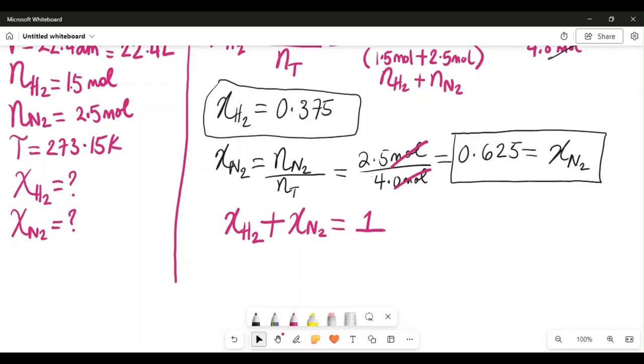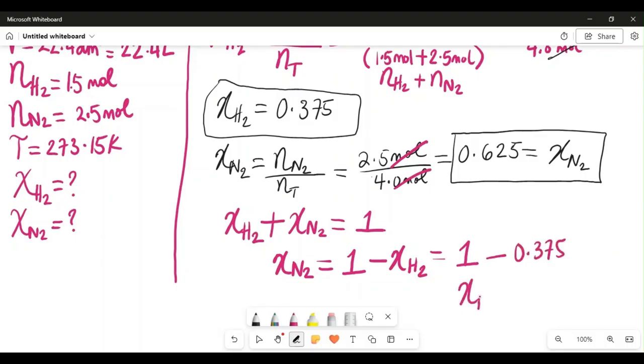Fractions all add up to 1, because they are parts of the total that we calculated before. So to determine the mole fraction of N2 gas, we simply take 1 minus the mole fraction of H2 gas that we solved earlier. That would simply be 1 minus 0.375, and the mole fraction of N2 would be 0.625. So that's how you solve it. This is a quicker way to solve it based on the simple mathematical concept of fractions. So we're done with the first part of the question.